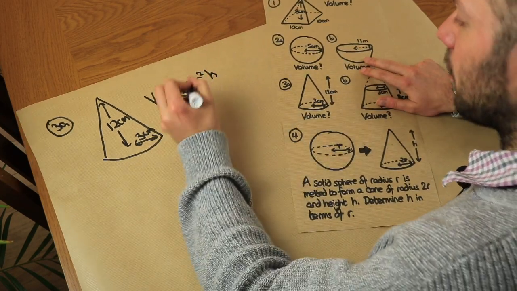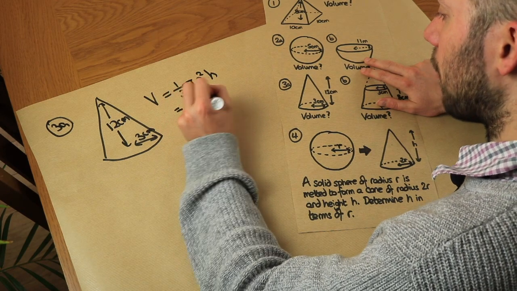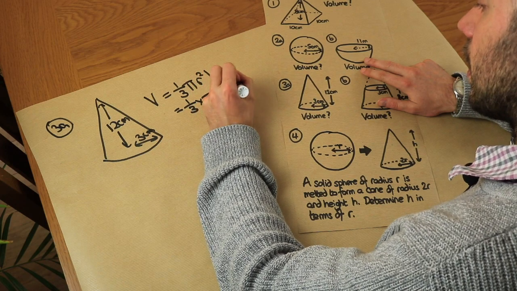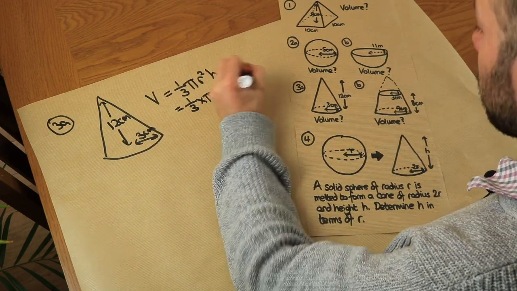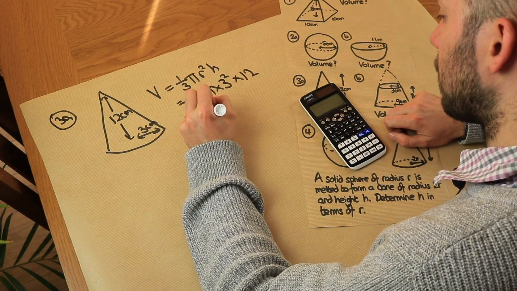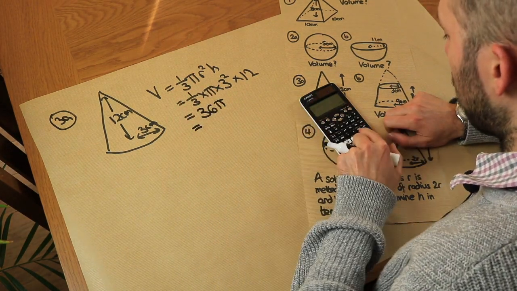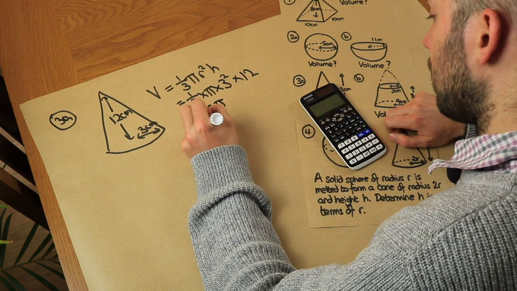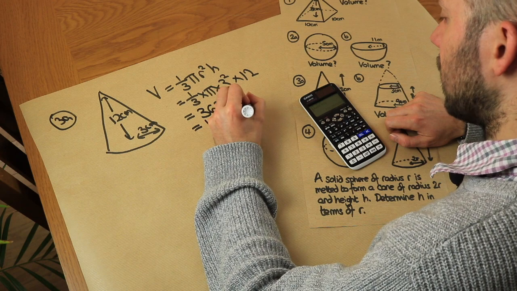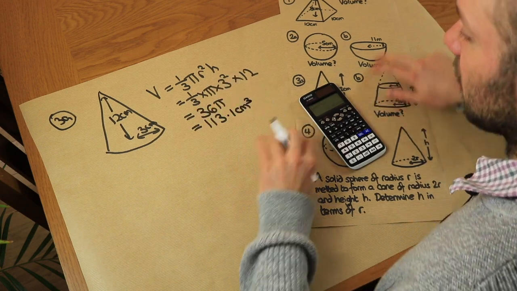And if we just plug in the numbers, we get a third times pi times the radius squared, which is 3 squared, times the height, which is 12. And we put that all into a calculator. And that gives us 36 pi, or as a decimal, if we press the SD key, it gives us 113.1 centimetres cubed to 1 decimal place.